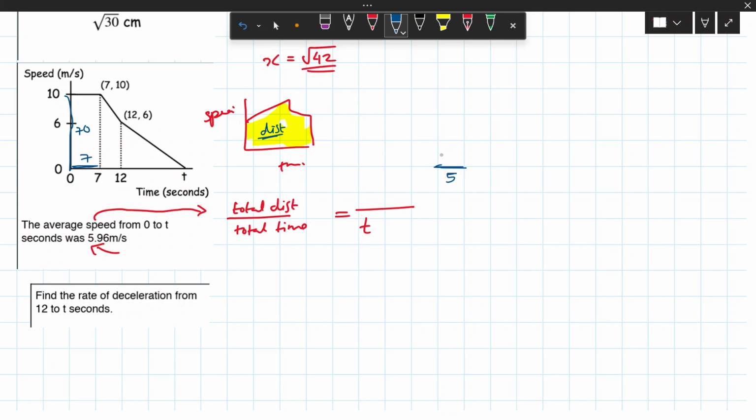Please do not write that as 12. Many people tend to make that mistake when they see 12. Oh, that's 12. No, that's not 12. The base of that trapezium is only 5 because it's from 7 to 12.